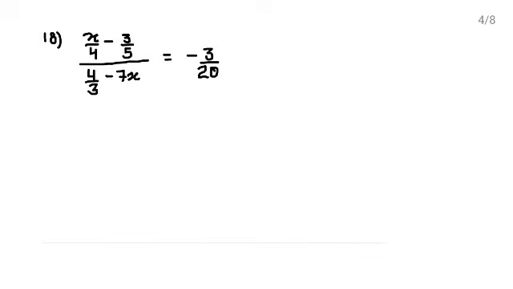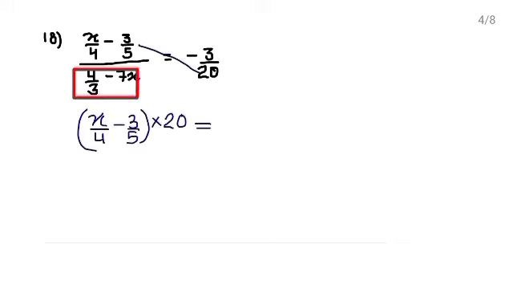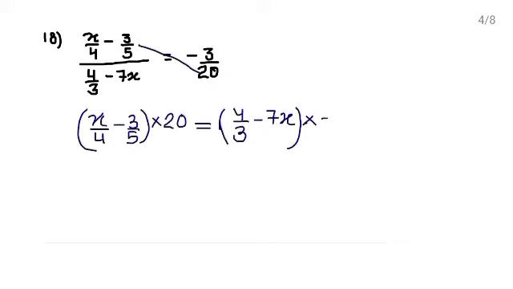Next question number 18. Again multiply this whole. इस whole को multiply करते हैं by this 20, right? x upon 4 minus 3 upon 5 को multiply कर देते हैं by 20, right? Equals to multiply this by this minus 3, ठीक है? 4 upon 3 minus 7x multiplied by minus 3 से multiply करना है. So use distributive property here.